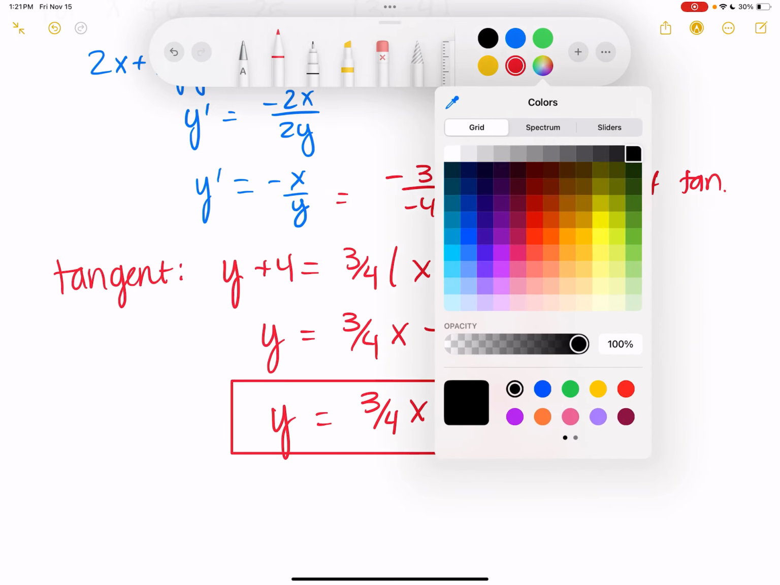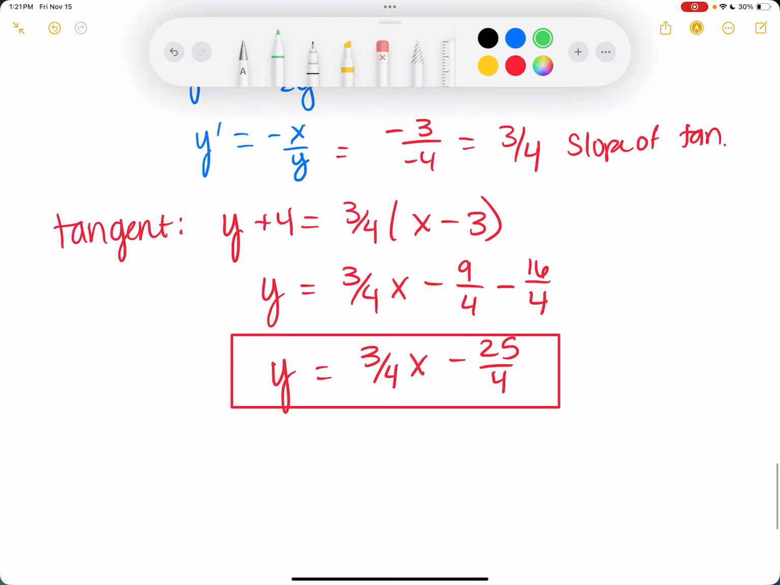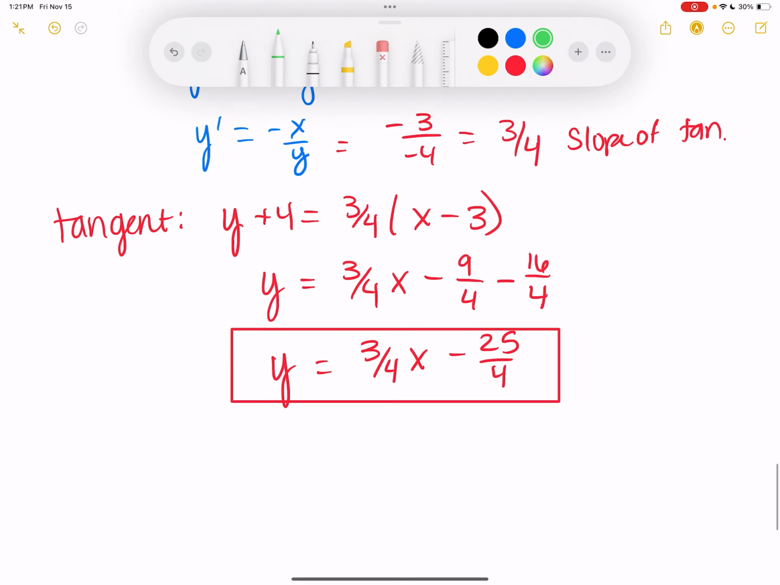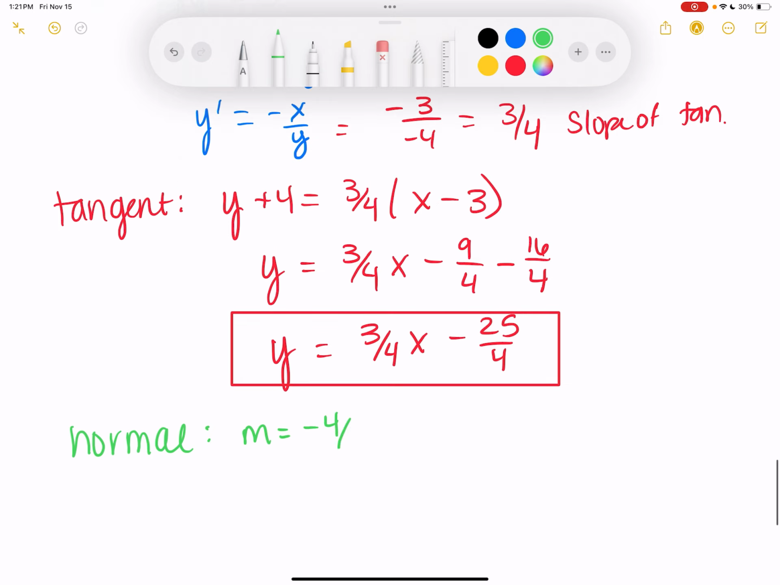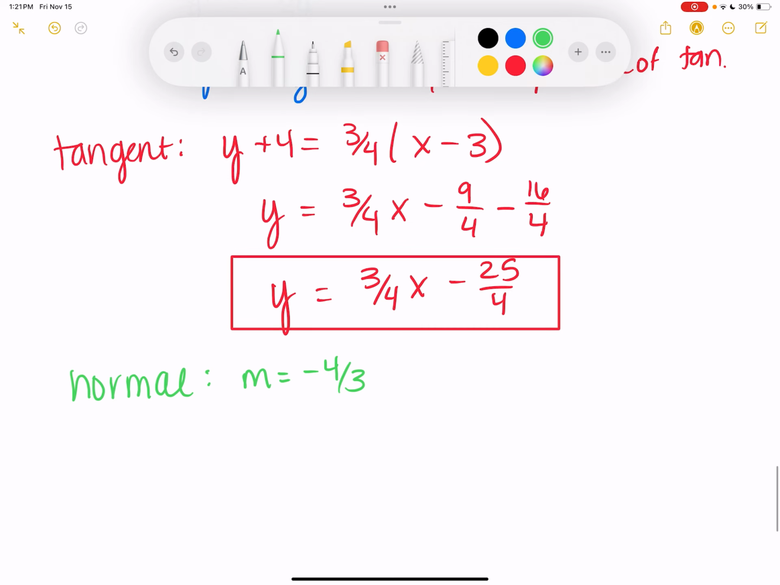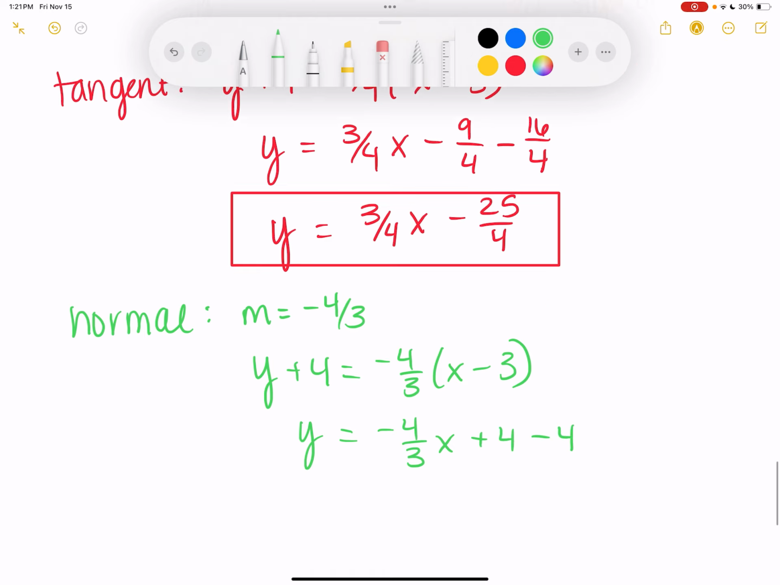All right, then I need to do the normal. What is the slope of the normal? Yep. So the only thing that's different is the slope. So y plus 4 equals negative 4 over 3 times x minus 3. So y equals negative 4 over 3x plus 4 minus 4. So y equals negative 4 over 3x.